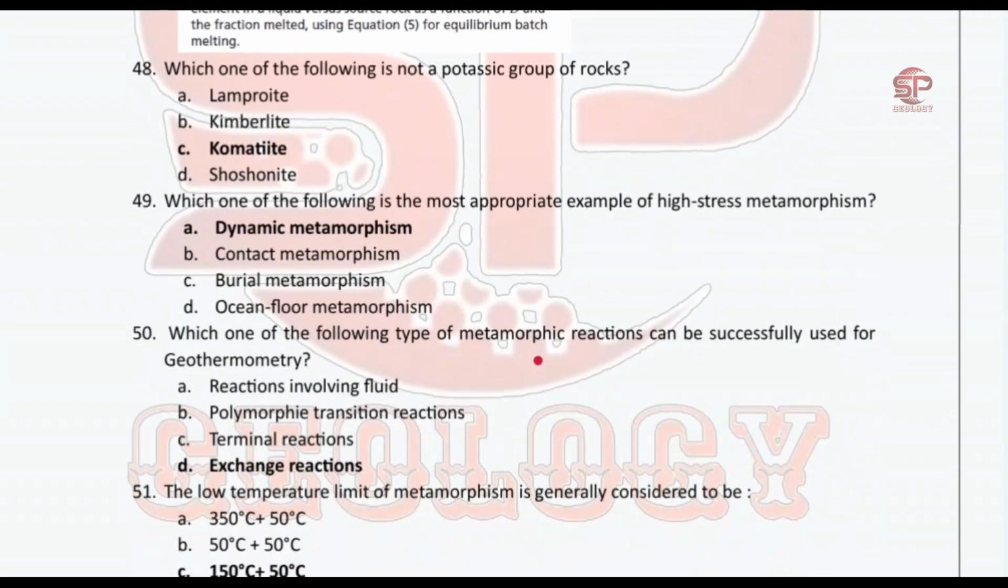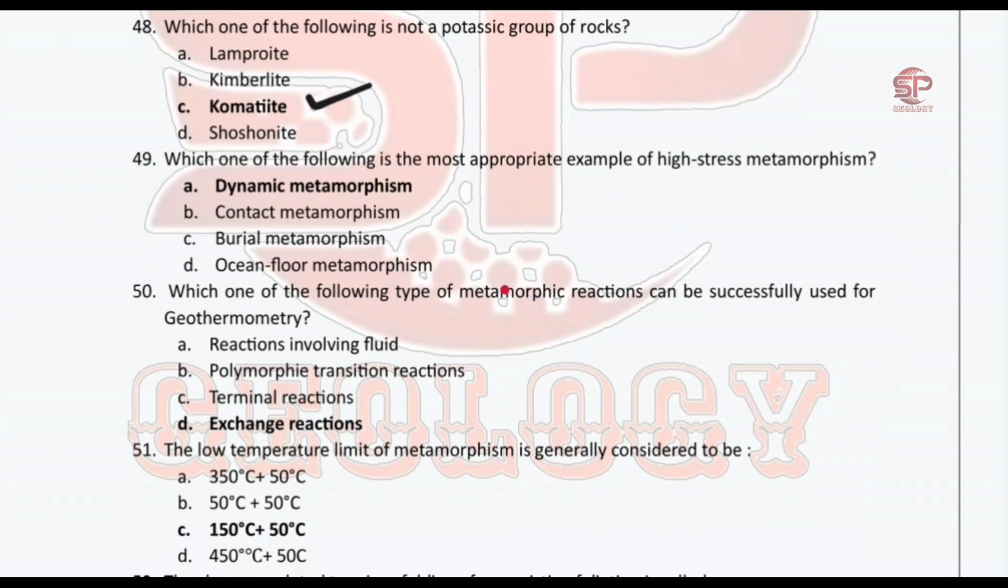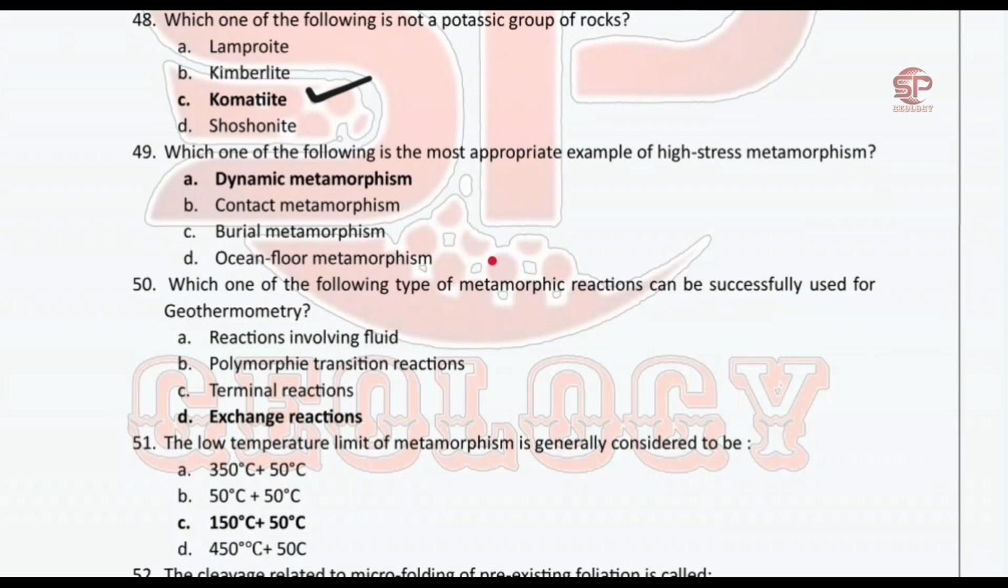Which one of the following is not a potassium group of rocks? It is komatiite, which is magnesium bearing. And which one of the following is the most appropriate example of high stress metamorphism? Obviously, high stress means we are saying dynamic metamorphism.